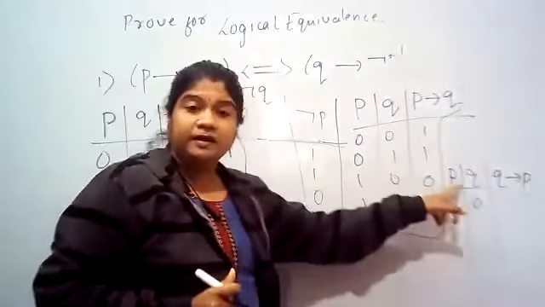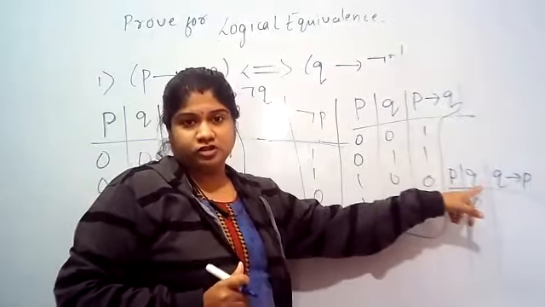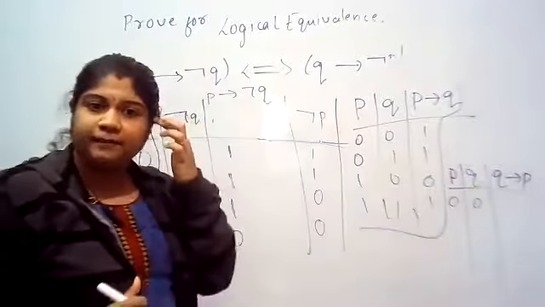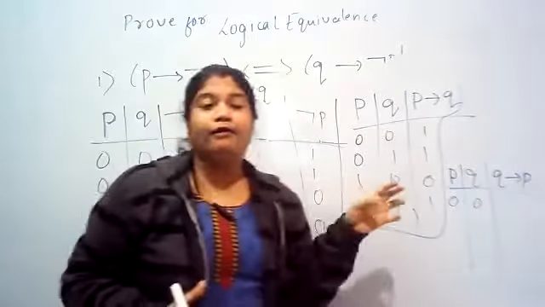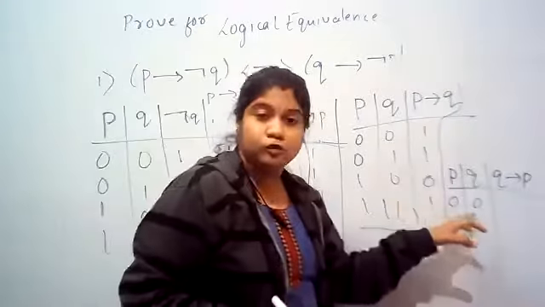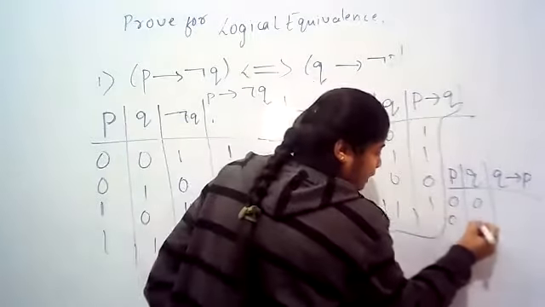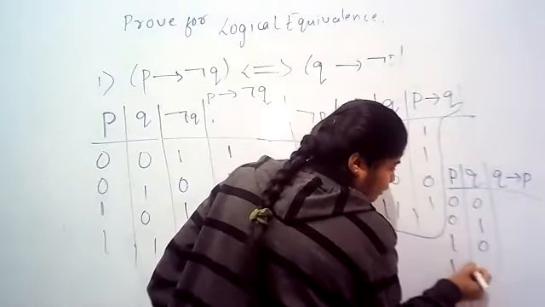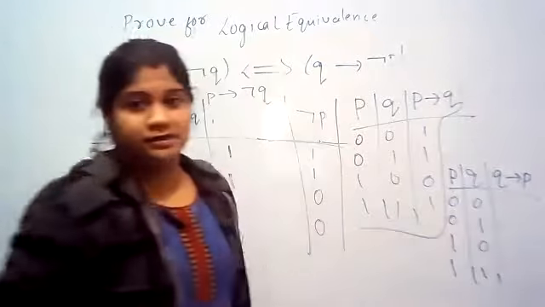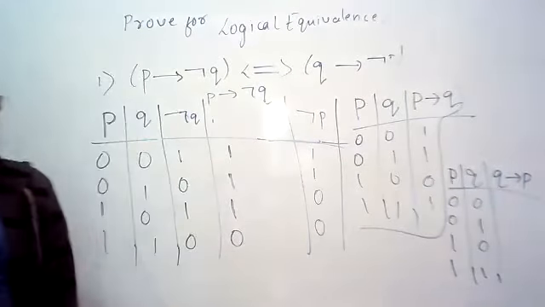Here I have what here? Proposition P, proposition Q. So for proposition P and proposition Q, as usual take down the 4 combinations: 0 0, 0 1, 1 0 and 1 1.